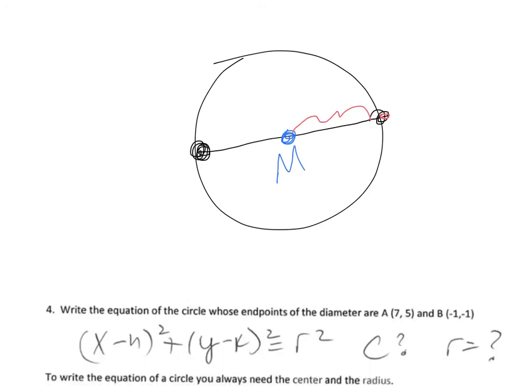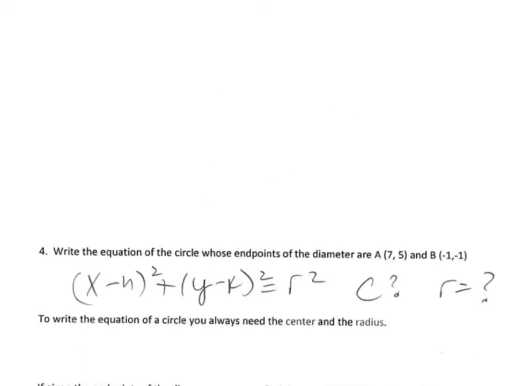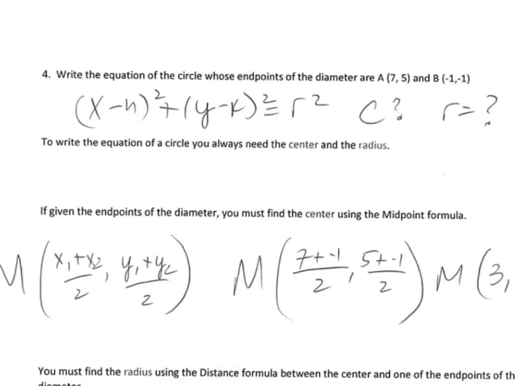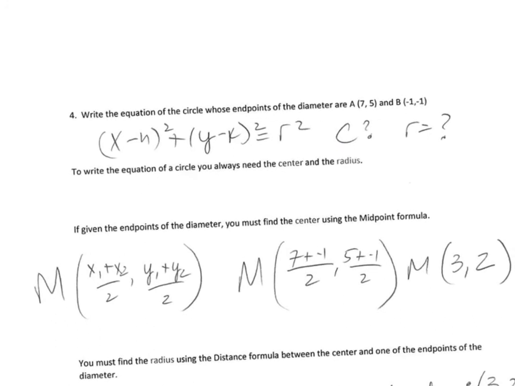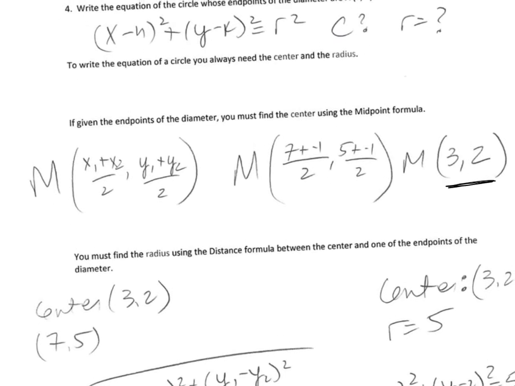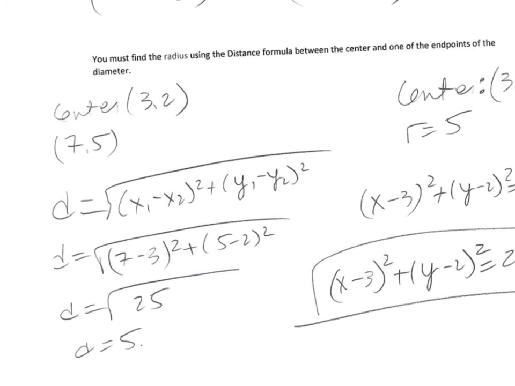So we're going to find the center and the radius. In this case, we don't know what either of them are, so we're going to have to do a little fancy footwork. If given the endpoints of the diameter, you must use the midpoint formula to figure out the center. So the midpoint is (x1 plus x2) over 2, (y1 plus y2) over 2, and we wind up with the midpoint as (3, 2). Then we're going to use that center point (3, 2) and (7, 5) to find the length of the radius. So it winds up to be the square root of 25, or a plain old 5.